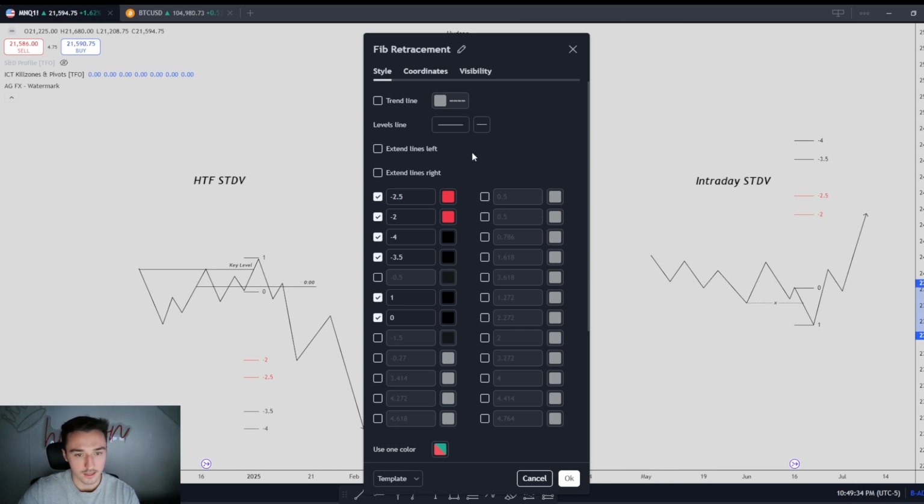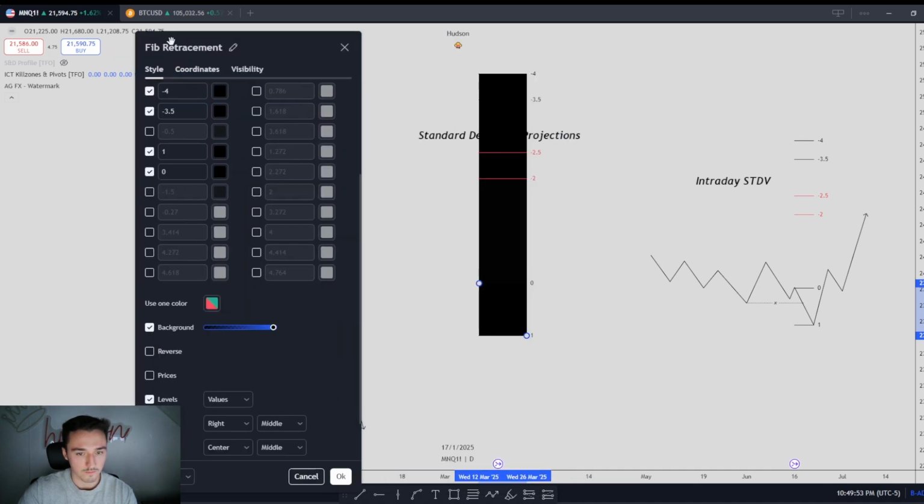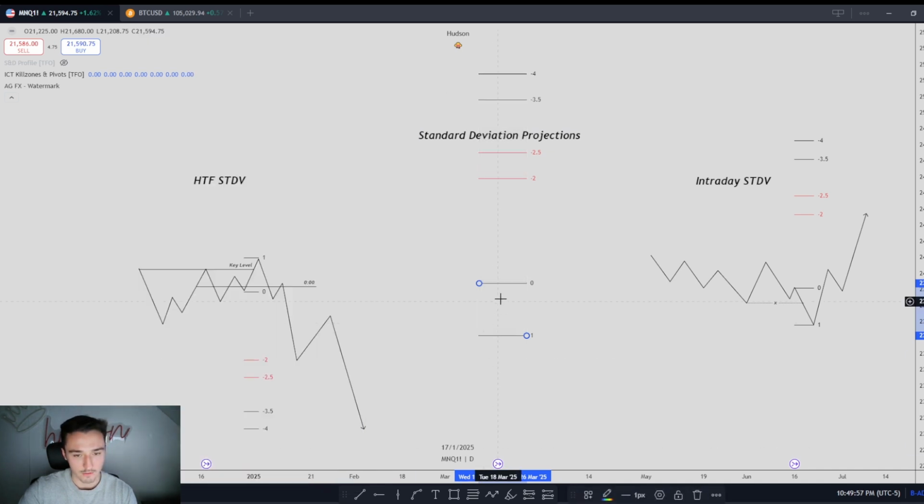These are the settings. You want the -2, -2.5, where you can put these in however you want. They're always going to align, but these are the settings you want checked marked. These are the numbers you want. You can change the colors however you want. I also have the background completely off, however you want to do it, you can do it however you want.